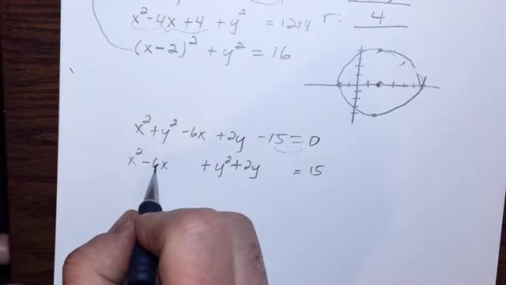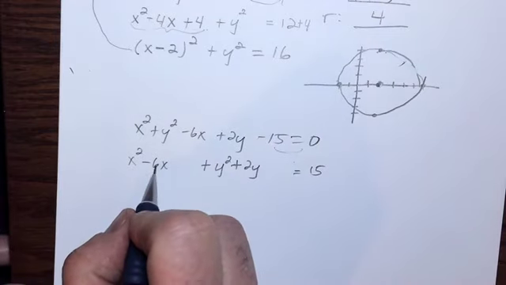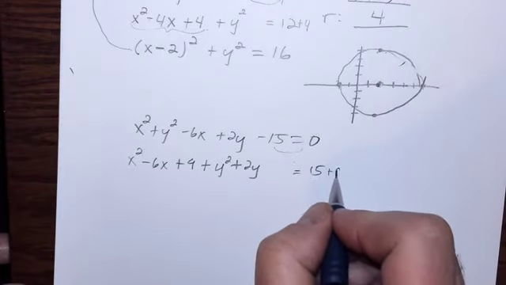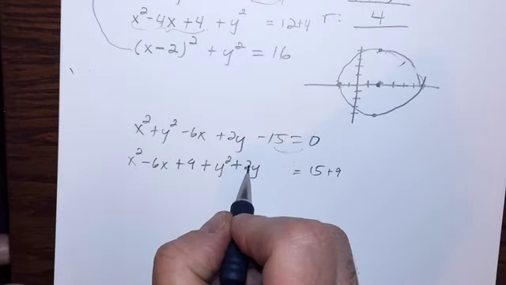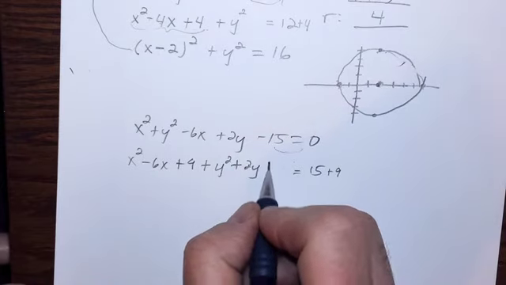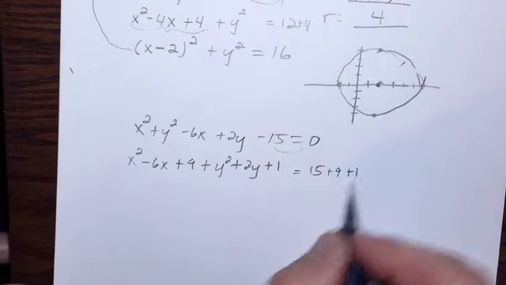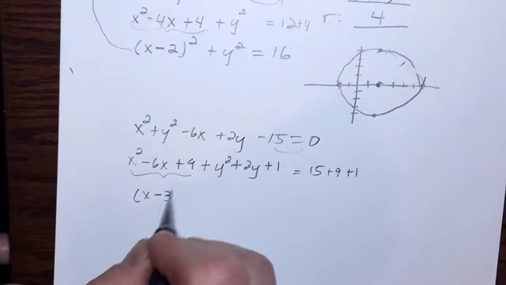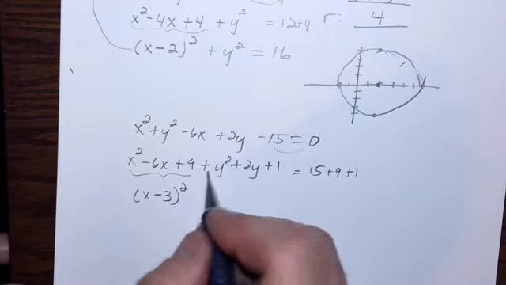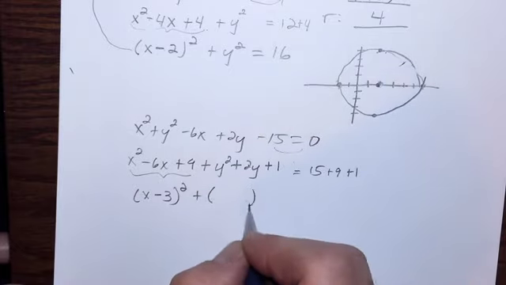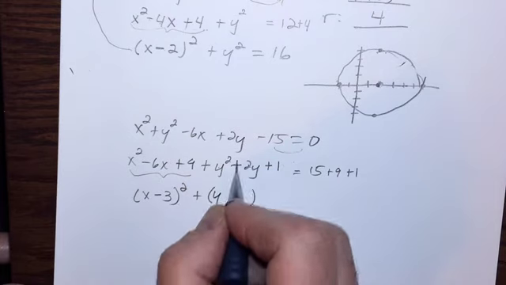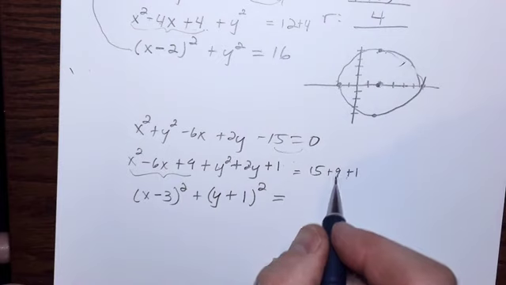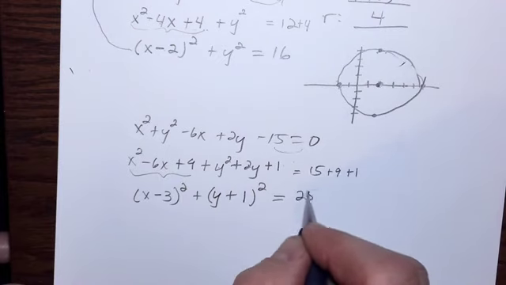Now I'm going to complete the square. So I take half of 6, which is 3. 3 squared is 9. So I add 9 and I add 9. Half of 2 is 1. 1 squared is 1. So I add 1 and I add 1. This now is (x − 3)², half of that, plus (y + 1)², half of that squared, equals 15 plus 9 is 24 plus 1 is 25.